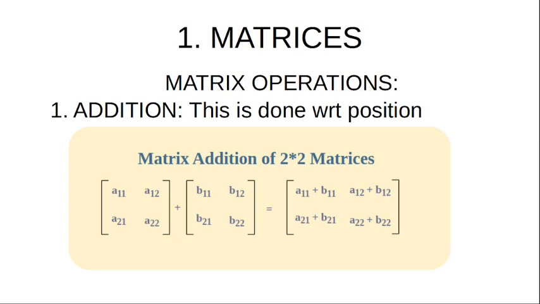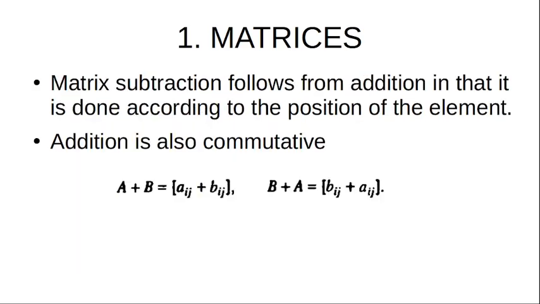So if we have matrix A with 4 elements and matrix B with 4 elements, we start with the top left for each. Then we add A11 plus B11, A12 plus B12, A21 plus B21, and finally A22 plus B22 to form a new matrix. The same can be done generally for larger and larger matrices. It is done positionally. I've forgotten the name that I'm supposed to use there.